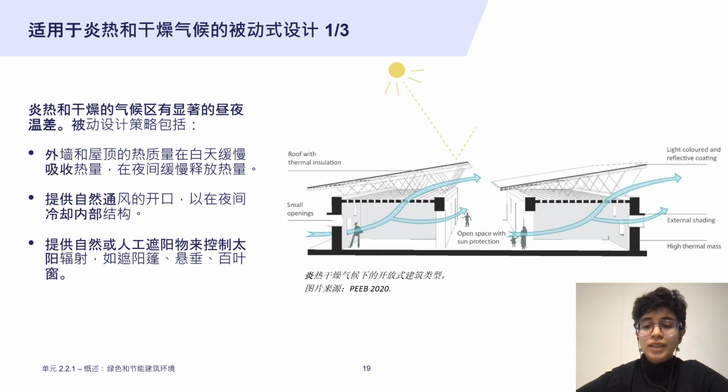Openings for natural ventilation are provided to cool the inner structure during the night time. Natural or artificial shaders like awnings, overhangs, and louvers then control the solar radiation.